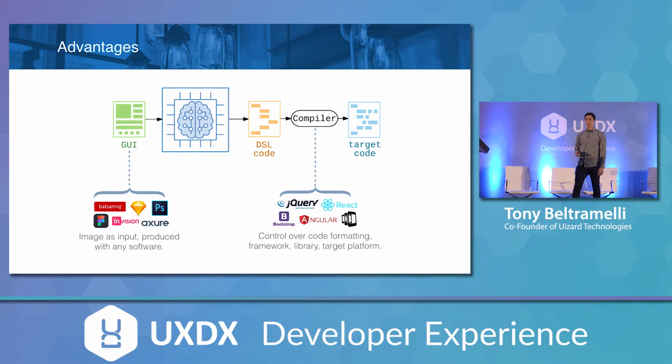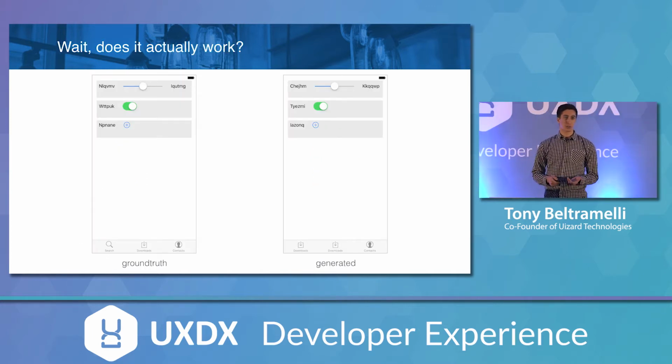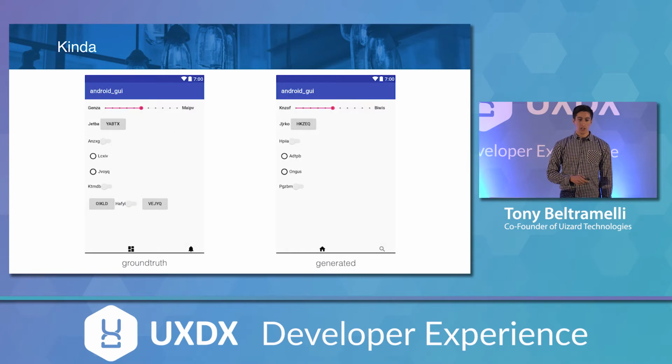Does it work? Well, our proof of concept actually worked, to our greatest surprise. Here is an example with a very simple iOS interface. As you can see, on the left, this is the expected result, and on the right, this is the AI-generated user interface. There is some mistake, but it looks pretty close.